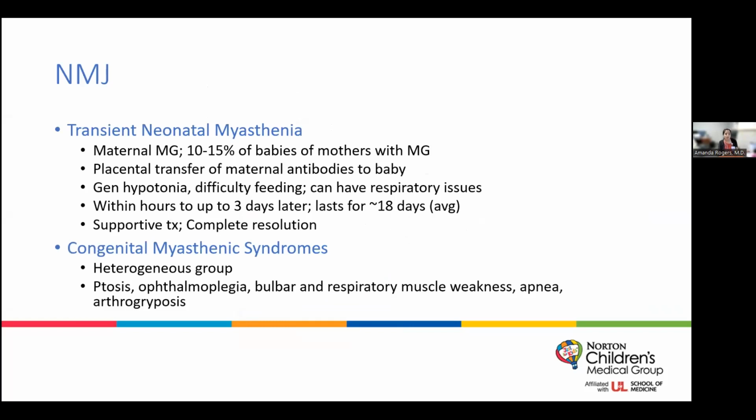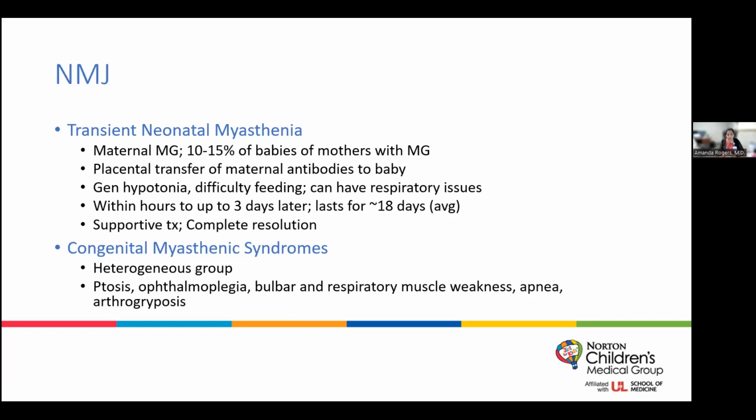So one important thing to think about is transient neonatal myasthenia. What transient neonatal myasthenia is that mom has myasthenia gravis, and because mom has antibodies, those get transferred to the baby. And because babies get those antibodies from mom, they might have transient weakness and may have respiratory issues, may have bulbar weakness or trouble feeding. But as the name suggests, it is transient. It does get better over the next few weeks. And really treatment for these babies is just supportive. They do recover completely. But this may be something that you come across if mom has myasthenia gravis.